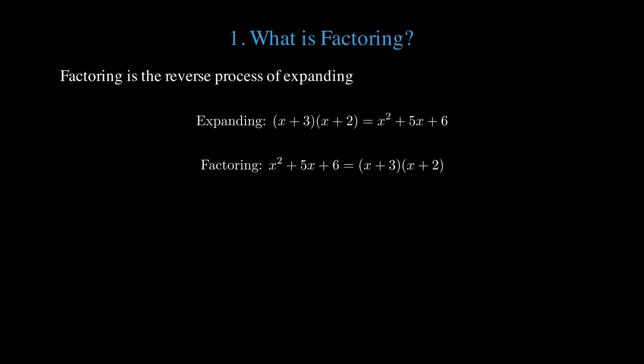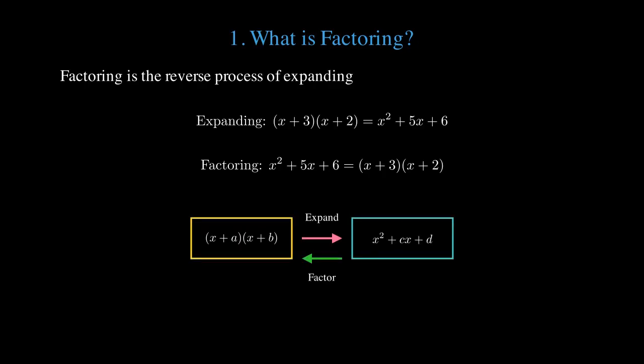Factoring reverses this process. We start with x² + 5x + 6 and break it into (x + 3) times (x + 2). Here's the relationship. Expanding and factoring are inverse operations, like addition and subtraction or multiplication and division.